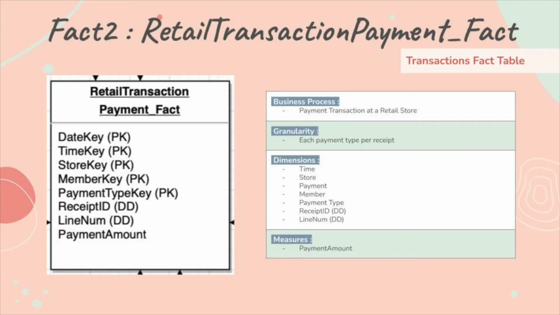Next, for our second fact table, we want to analyze the business process of payment transaction at a retail store. The granularity of each row is payment type per receipt, and the dimensions related to it are as follows. The measure is the payment amount.